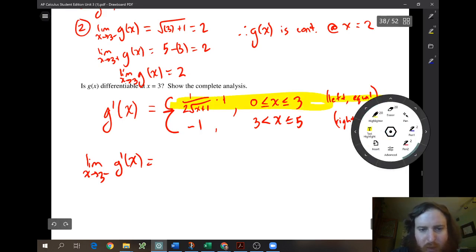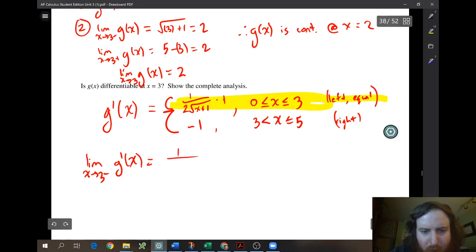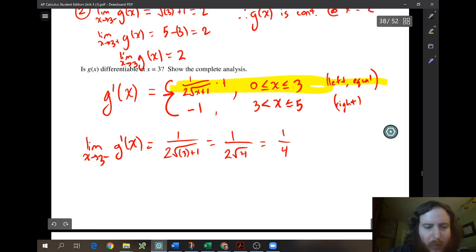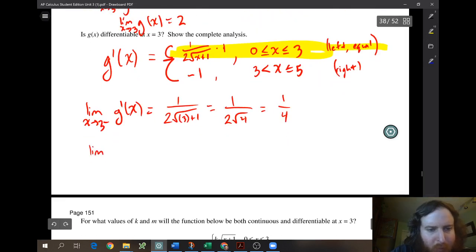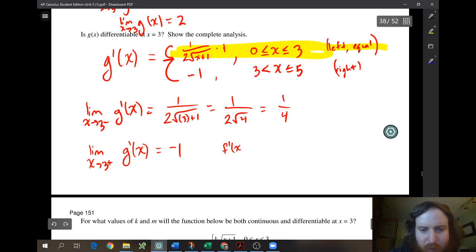So that's going to be 1 over 2 square root of 3 plus 1. That's 1 over 2 square root of 4. Square root of 4 is 2. 2 times 2 is 4, so we get 1/4. And then the limit as x approaches 3 from the right side of g prime of x, this one's going to just be negative 1, right? That's our right side, was just negative 1. So now, these two are not equal. So we're going to say g prime of x does not exist, and that's because of those two.